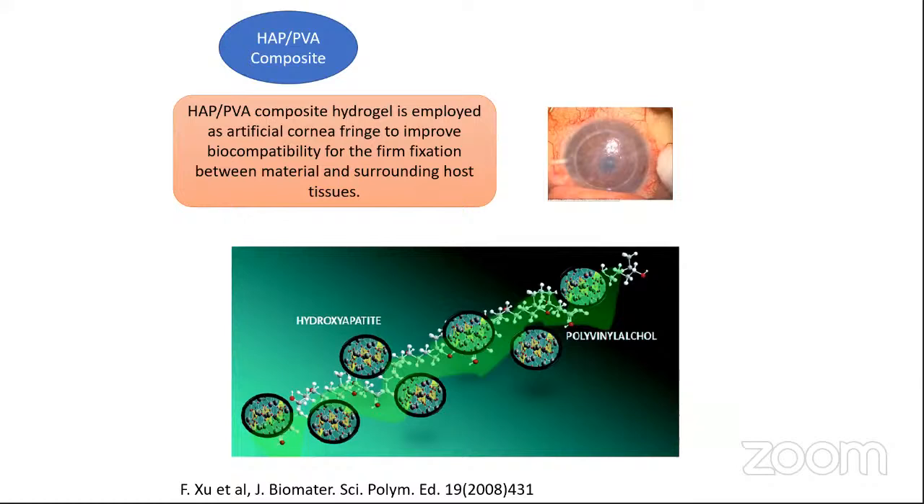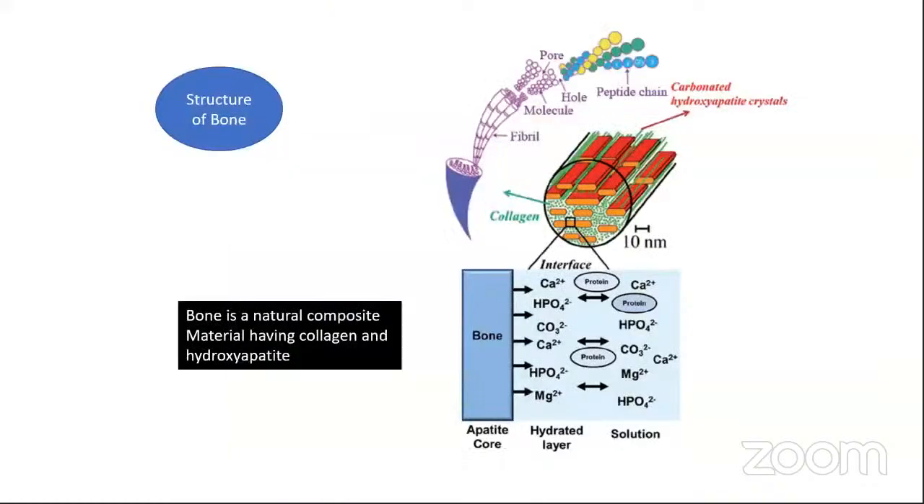The diagram shows how hydroxyapatite and polyvinyl alcohol are embedded to form a gel. This was reported by Su et al. in 2008. Now we come to the bone structure.